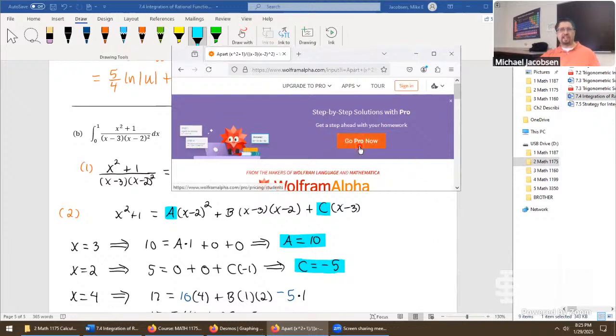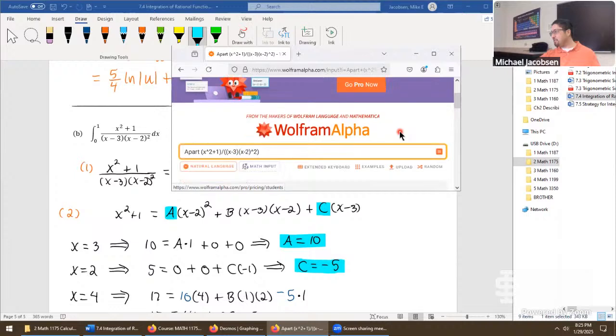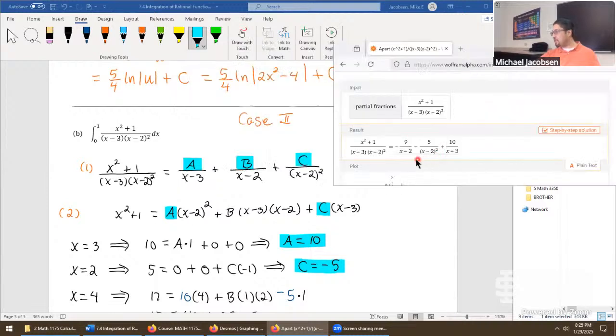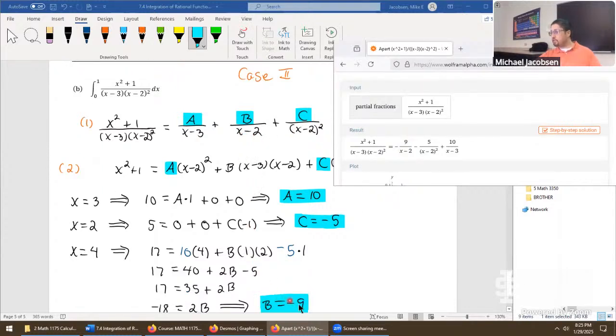They want to sell you a product, so I would ignore that part right there. Just scroll down. And they say the decomposition should look like this. Let's see how we did. They have a -9 above x minus 2. That's our B coefficient. Hey, we have a -9, so we're on the right track there. They have a -5 above x minus 2 squared, so that's the C coefficient. We have a -5. Finally, a +10 above x minus 3, and we have that +10 lined up.